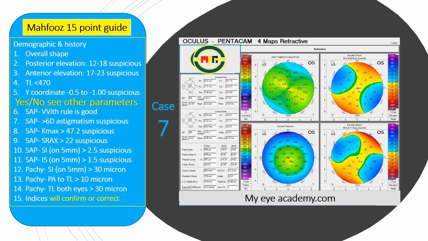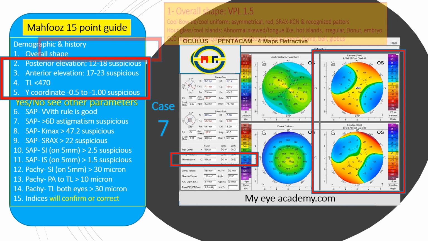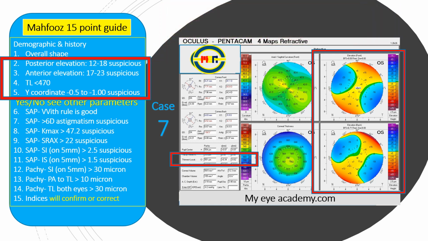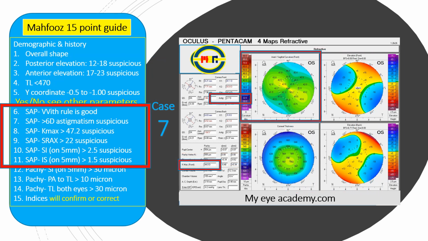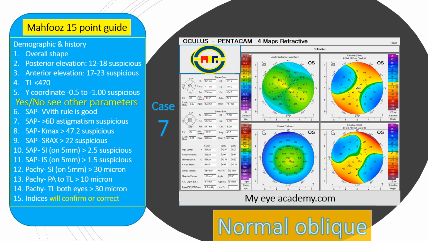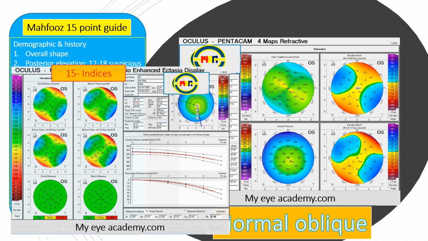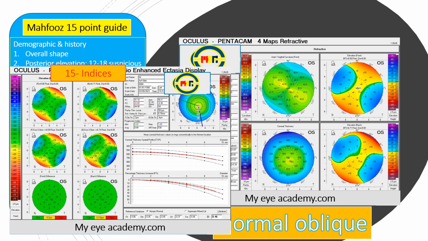Case number 7, look at that. It's again a cool bow tie. This time it's an oblique bow tie, and we have got a cool island and CCCs. 2 to 5 parameters are within the normal range. Then the SAP parameters are within the normal range. Then the Pachy parameters are within the normal range. So this is a normal cornea with oblique astigmatism, and we can confirm it with the indices. All the indices are within the normal range.